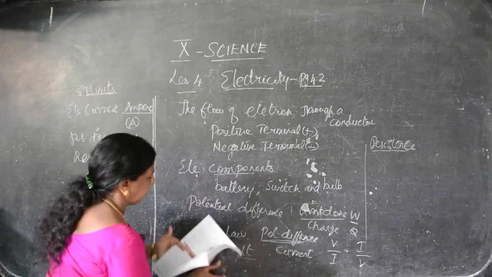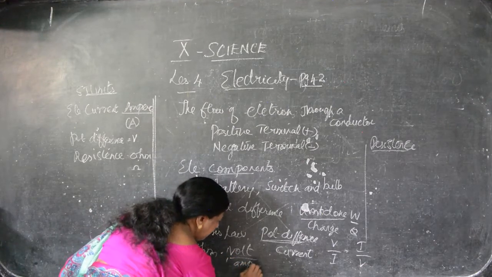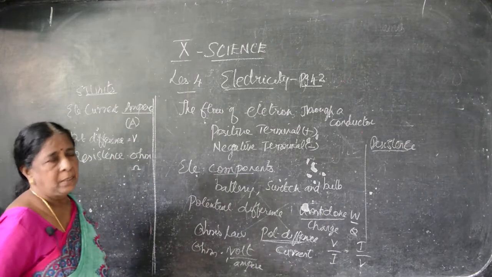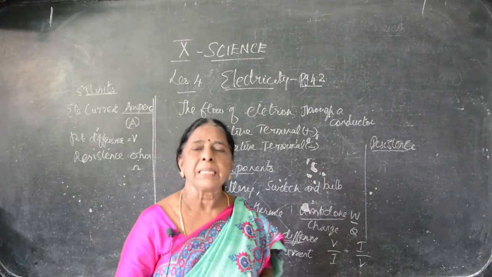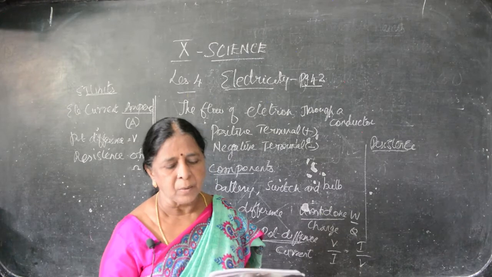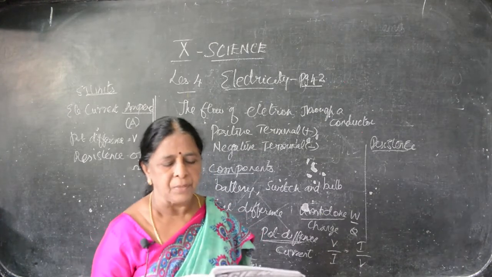Volt by ampere. This is volt, ampere and nothing else. It's a unit of electrical things. Electrical resistivity. Resistance you have seen. What is resistivity? The same thing only. It is the resistance of a conductor in unit length and unit area of cross section.